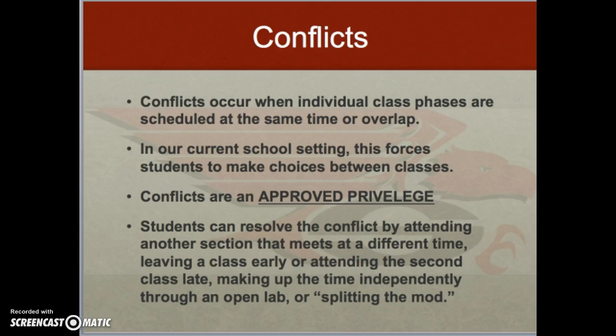So overall, conflicts occur when individual classes or phases are scheduled at the same time or overlap. In our current school setting, this forces students to make choices between classes. If you were asked in August, for example, to make a choice, you had to either choose to take AP Stats or AP Chem, and you had to make that decision. There was no alternative other than maybe trying to go to that teacher to do an independent study, which is also cumbersome on teachers and on yourself, and trying to find the time in our current 7-period schedule to do that, especially if you're a student who chose not to take a study hall.